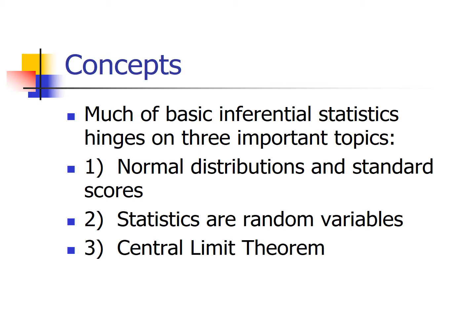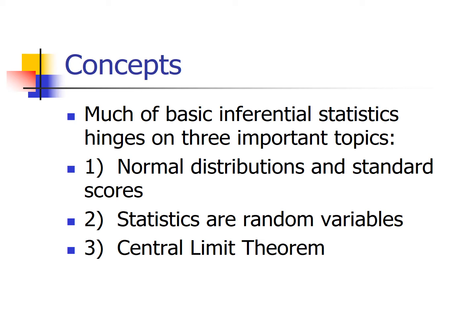Now, there are three key ideas, three cornerstones, three foundations to exploring these important ideas of inferential statistics. The first one is the normal distribution, sometimes called the normal random variable, and coupled with that, the concept of standard scores. The second important key idea is that statistics, which are just attributes based on a sample, are random variables. So the sample mean is a statistic, the sample standard deviation is a statistic. These are all random variables. That's the second big idea.